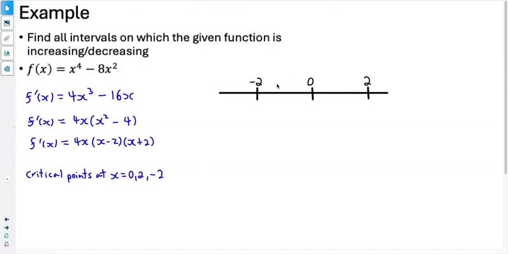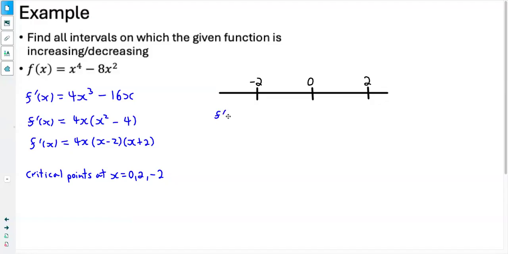So what we're going to do is take our equation for our slope and substitute in values for points that are between these critical points. So first I would look at, say, this section here. So I have to choose a point that's less than -2. So to make it easy, I'm just going to use -3.